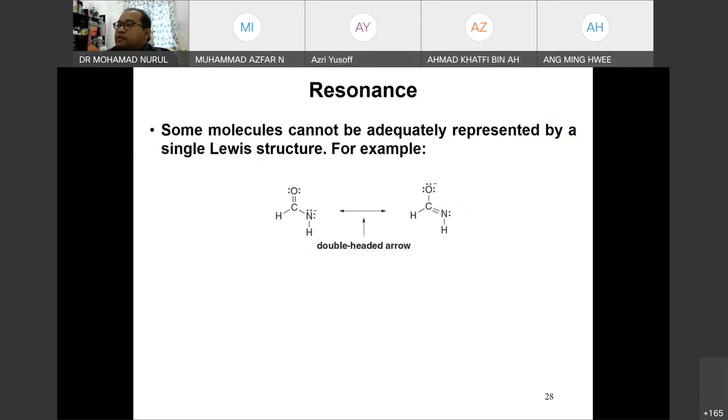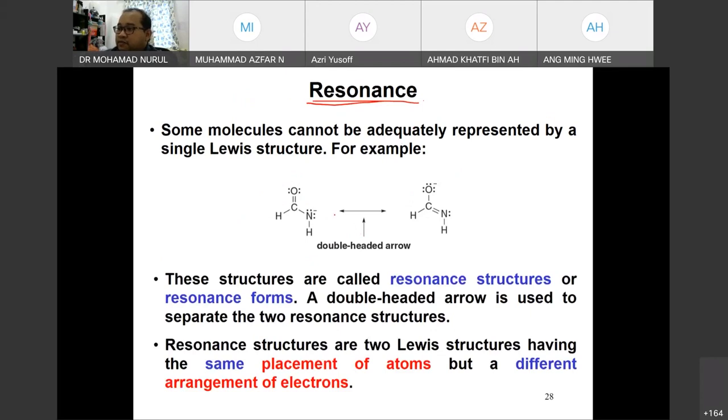Okay, for the resonance, this is very important. Resonance, we love to ask the student about resonance. Some molecules cannot be adequately represented by a single Lewis structure, for example, like this, and are represented by a double-headed arrow. These structures are called resonance structures. Both of these, number one, number two, we call resonance structures or resonance forms.